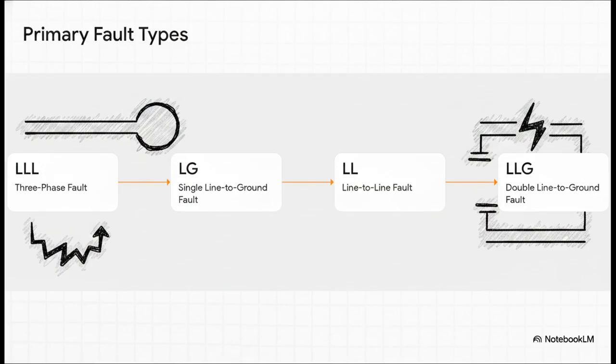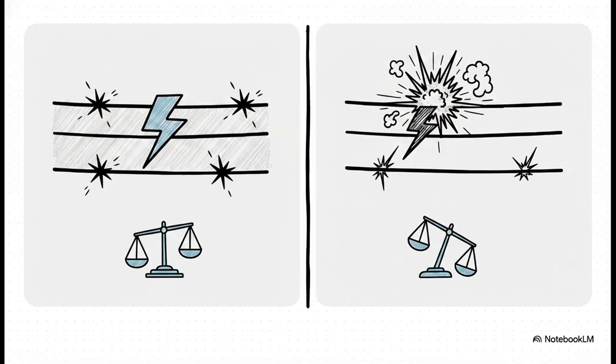Then there's the single line-to-ground fault, which is by far the most common one you'll see. And finally, you have the line-to-line and the double line-to-ground faults. And here's a really crucial distinction. A three-phase fault is what we call symmetrical. That's because it affects all three power phases equally, so the system stays nice and balanced. But those other three types, they're unsymmetrical, and they create a serious imbalance.